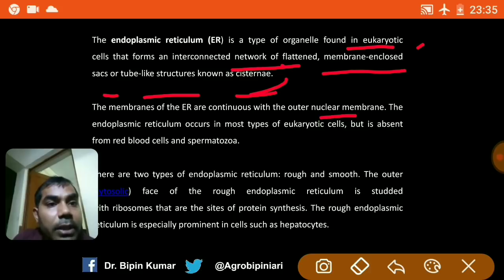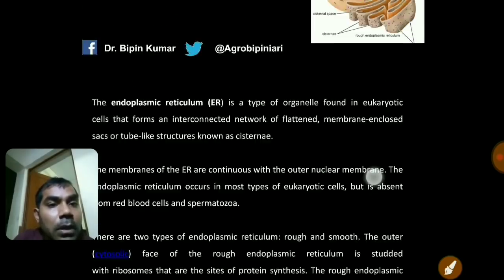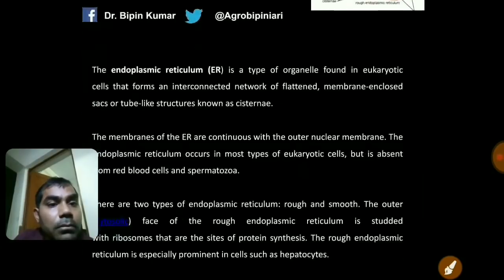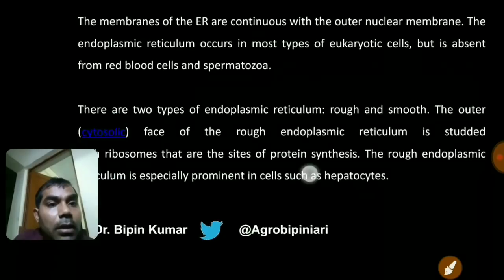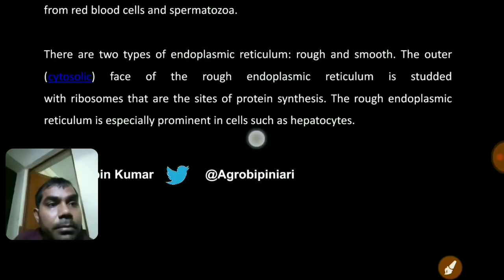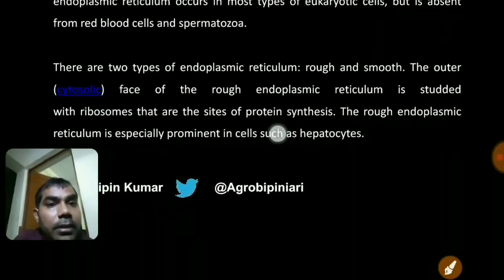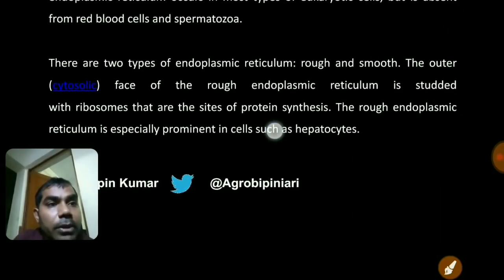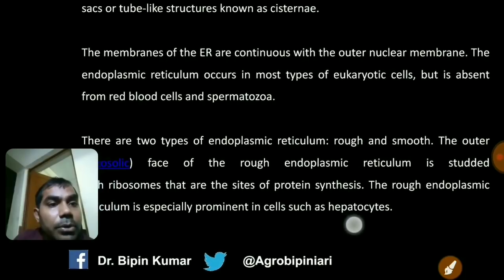The endoplasmic reticulum occurs in most types of eukaryotic cells, but is absent in red blood cells and spermatozoa. So this is a very important fact you can write down. It may be asked somewhere else. And another fact here is that we can see there are two types of endoplasmic reticulum. I have already explained that to you.